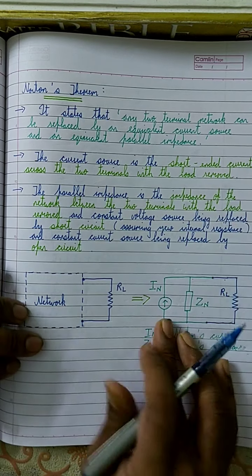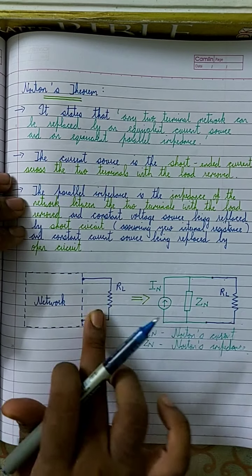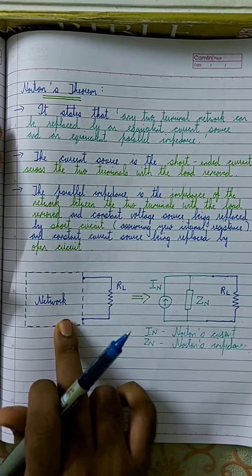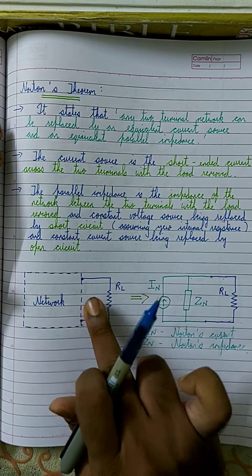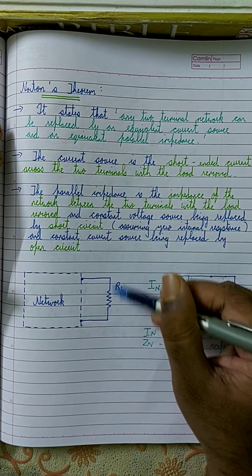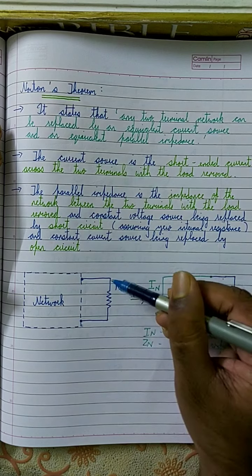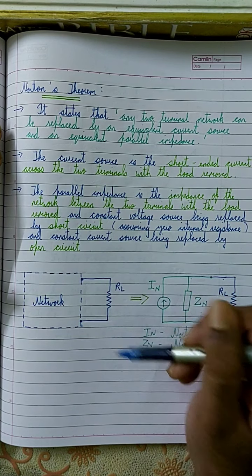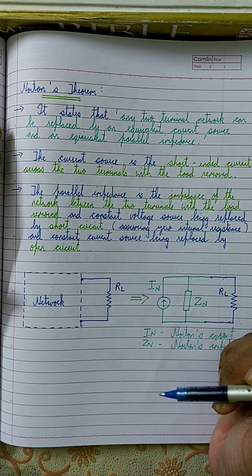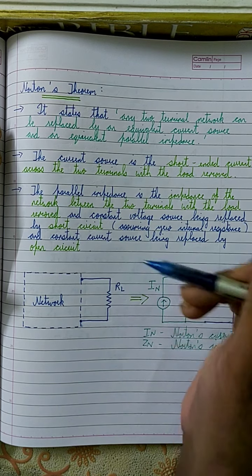That means what you need to do is, if you want to find the Norton's current in this circuit, remove the load resistor RL and then short it, or join these 2 points, and the current between those 2 points is what you call the Norton's current. That is how we find Norton's current.